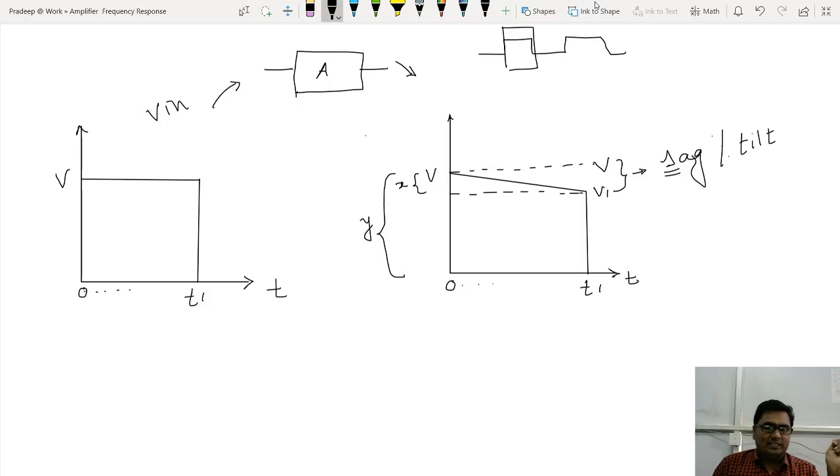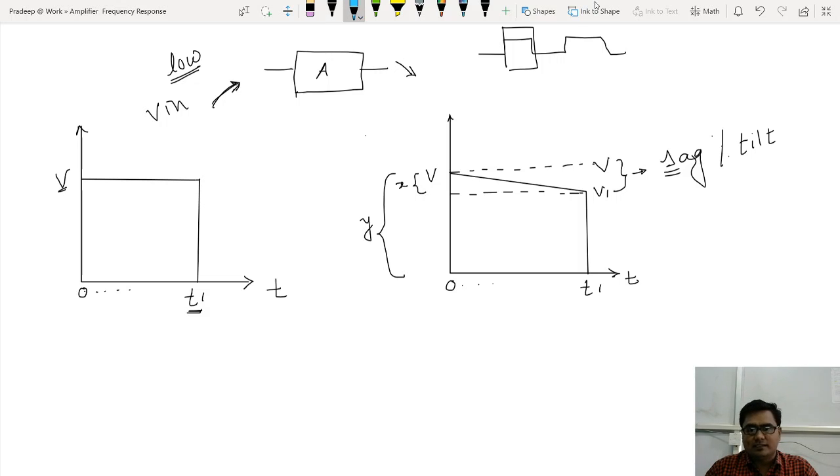Here T1 is the pulse width, or the positive period, whatever you say. In my language I'm saying pulse width. So T1 is the pulse width, and V is the input voltage magnitude, or input voltage amplitude. If this input signal is applied to my amplifier at a low frequency, then I will get that kind of output voltage.